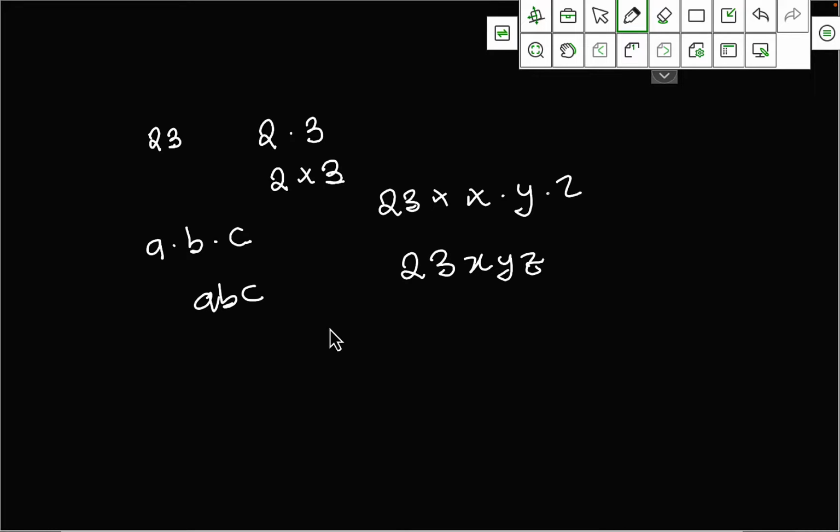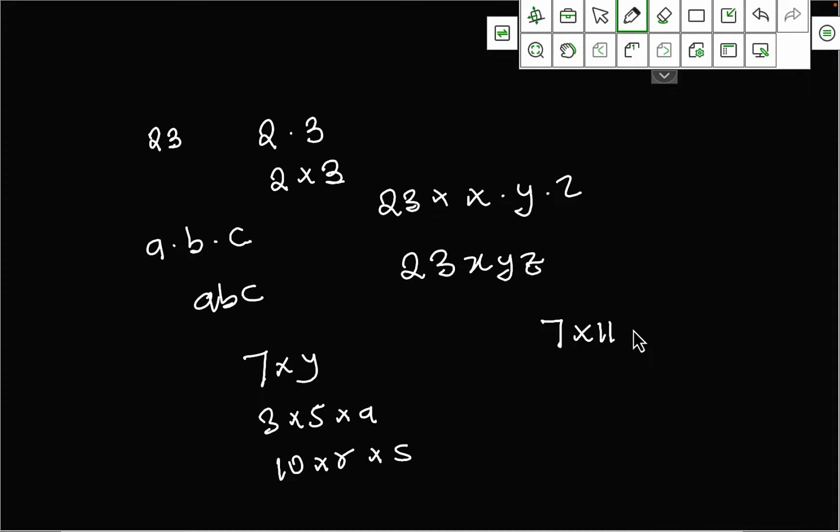Let's look at some examples here. 7 times Y, what would that be? 3 times 5 times A, what would that be? Let's see, 10 times R times S. Let me do this. 7 times 11 times H times K. Now let's look at how these ones work.